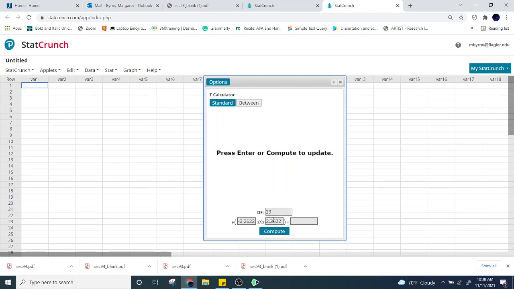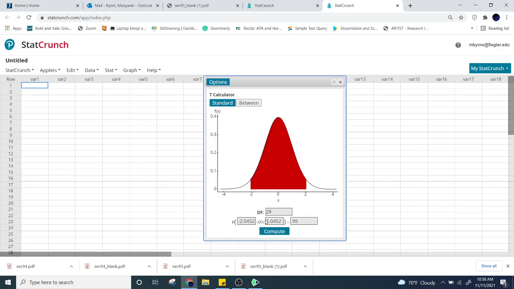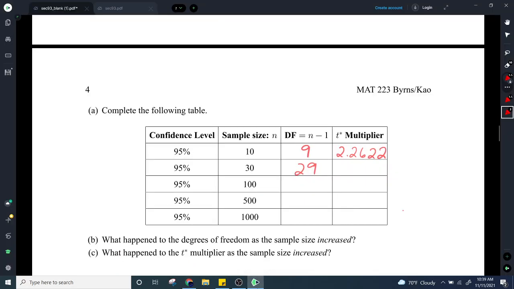And I'm going to get rid of these numbers again, because these numbers are what I'm trying to determine. I'm trying to get the multiplier T star value. I'm going to do a 95% confidence interval again, and I get a value of 2.0452. That's the number I'm going to use here. So 2.0452. And let's go ahead and do 100, which means the degrees of freedom would be 99. I'm going to skip the details here on StatCrunch because what I really want you to focus on is what these numbers do and not what you're putting into StatCrunch right now. That's not the important thing with this example.